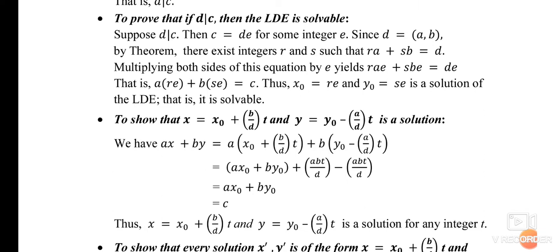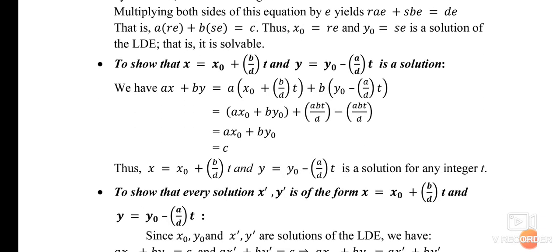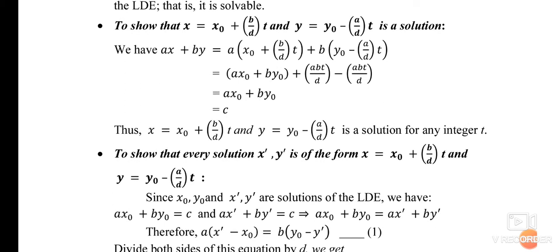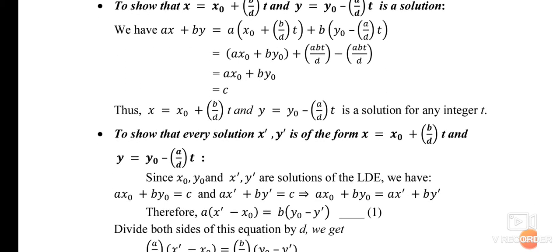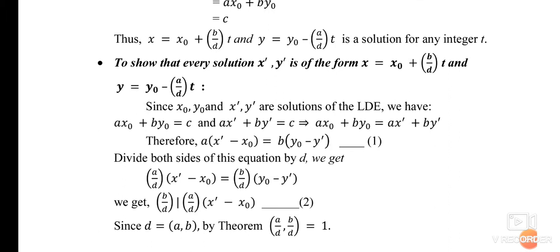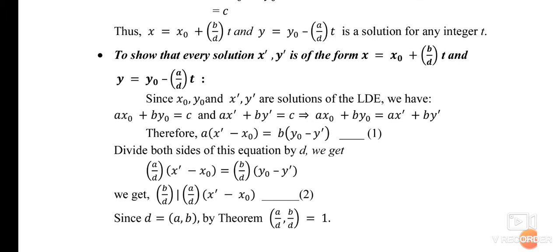So we get ax naught plus by naught, which equals C. Since x naught and y naught are particular solutions of the equation, x naught and y naught satisfy the equation. So we get ax naught plus by naught equals C. Thus, x equals x naught plus b by d into t and y equals y naught minus a by d into t satisfy the equation. So these are solutions of the equation. Now, we prove the last part.